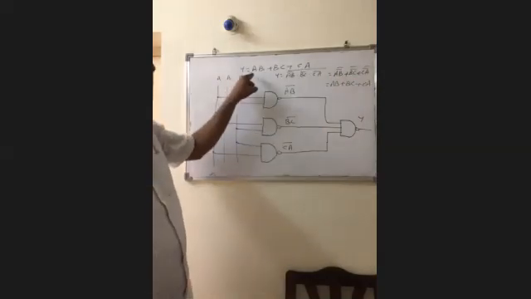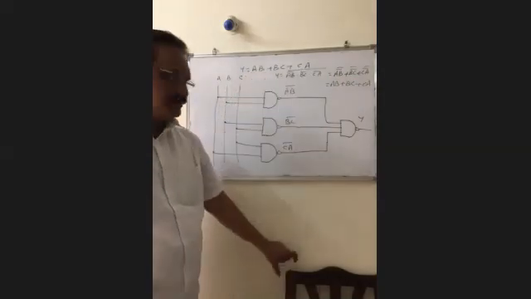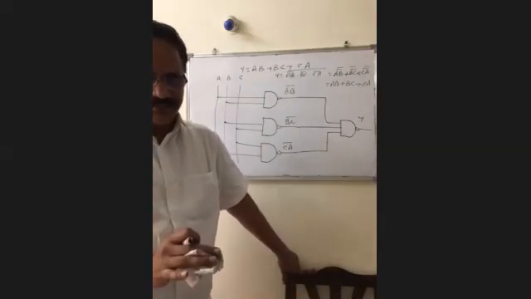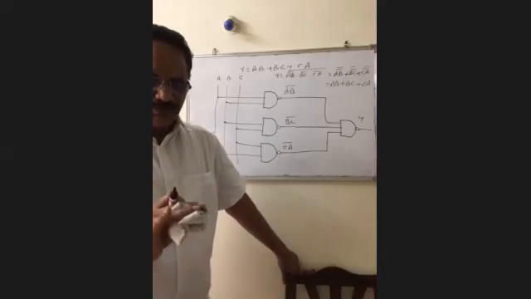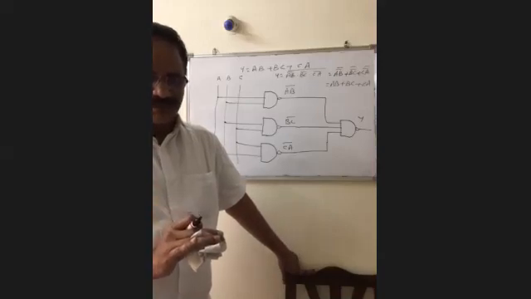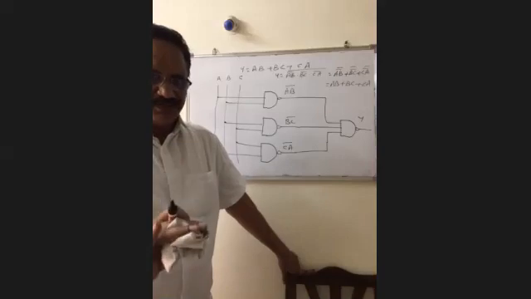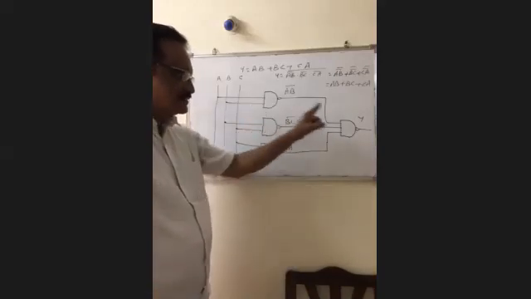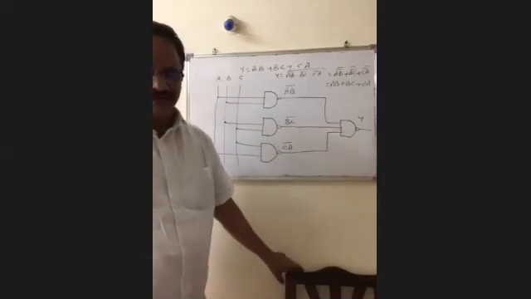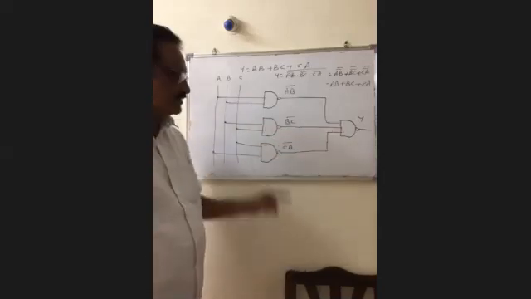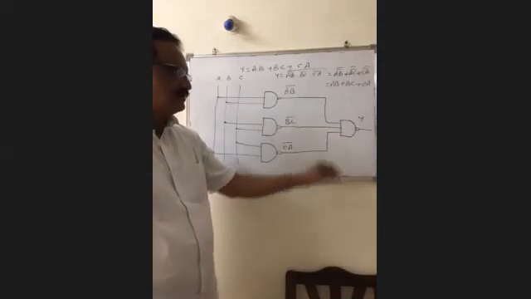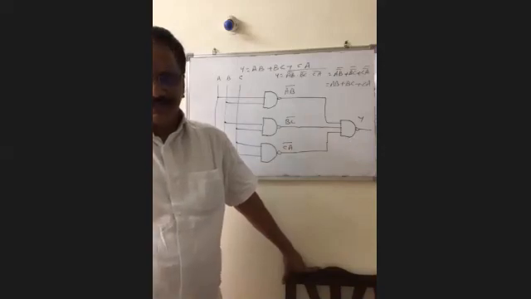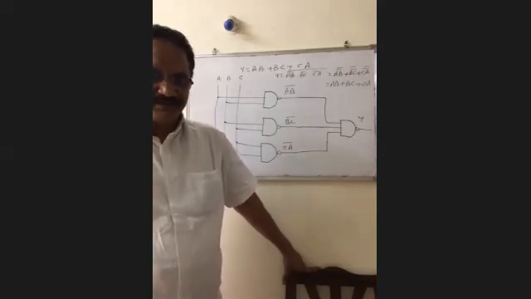To realize the given expression AB plus BC plus CA by using only NAND gates, the first level gates are NAND gates and the second level gate is also a NAND gate. No doubt in that one. It can realize the given SOP expression.